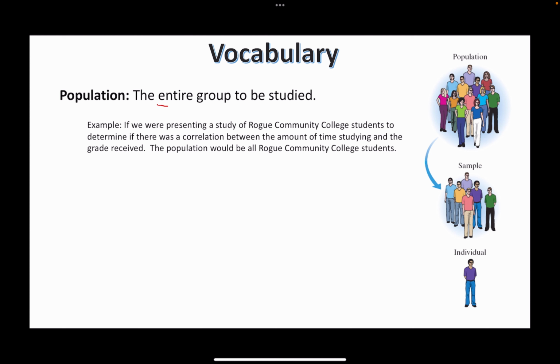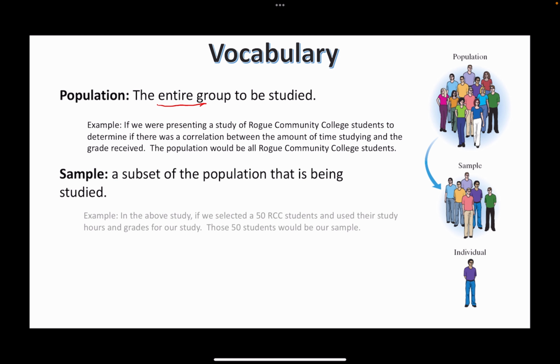Entire is important here. Right, so our sample is a subset of that population. It is the number of people we actually talk to or poll or whatever. When we take a group out of that population, usually randomly, that would be our sample. For example, if we selected 50 RCC students and we used their study hours and grades for our study, those 50 students would be our sample. They're part of the greater population, but those would be our sample.